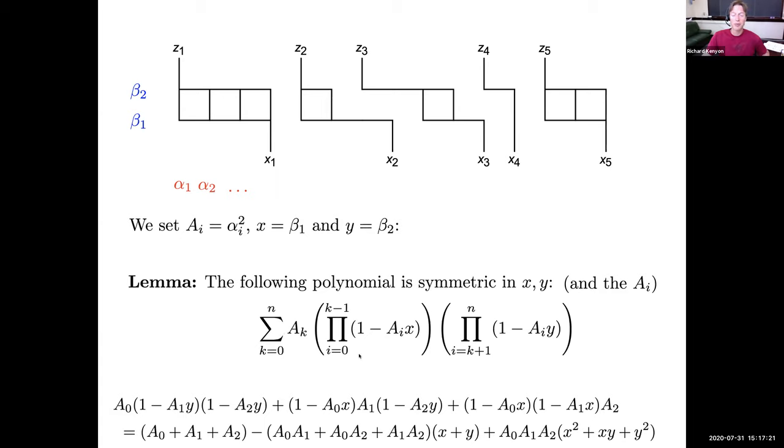And if you sum those up, you find that the result is symmetric in x and y. And it's in fact symmetric in all the a's as well. And here's the case n equals 3: a naught, 1 minus a1 y, 1 minus a2 y, and then there's the x term, the y term, and the a1 in the middle, and then there's two x1s first, and then the a2.